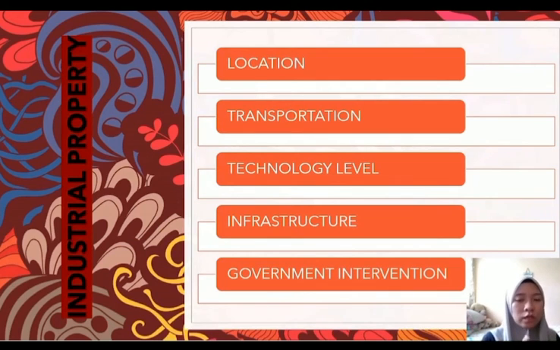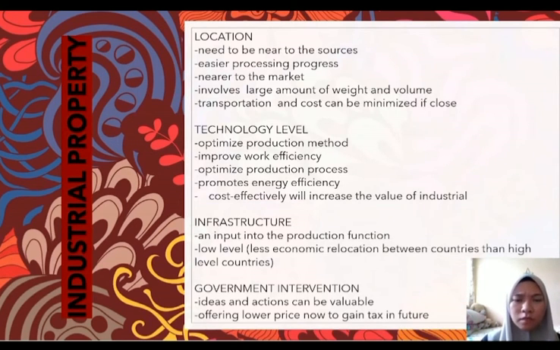It also depends on location, transportation, technology level, infrastructure, and government intervention. The explanation will be in the next slide. For a firm that wants to find a suitable industrial property, they need to look into the location. They will look for a location that is near to the sources and to the market, because the delivery of raw material to the factory needs transportation, and the delivery of supplies from the factory to the market will need transportation.